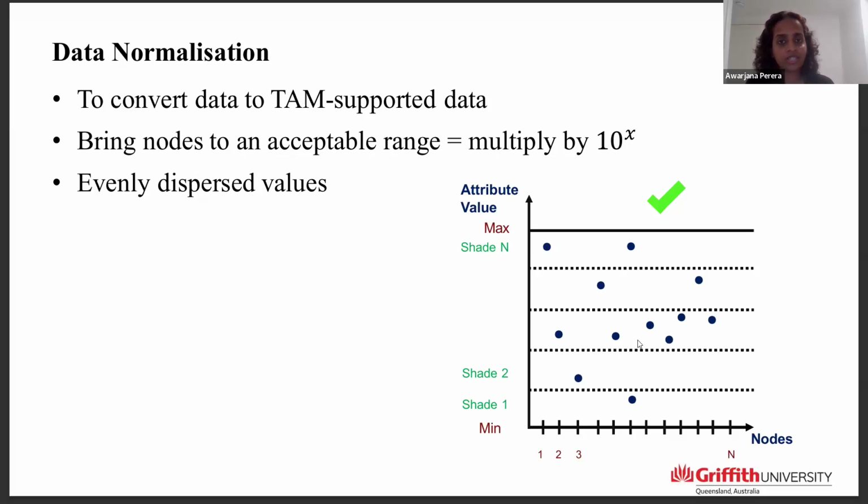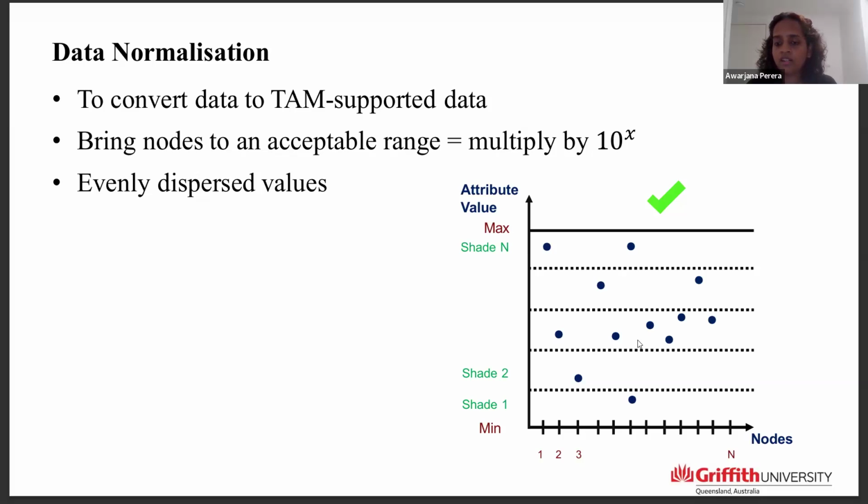So there was no standard normalization method for the TAM tool, so a trial and error method had to be performed. Different methods were tried to normalize the data to bring them to an acceptable range. It was done by multiplying the data set by powers of 10. And another important thing is that when we are using a data set on TAM, the values of the data should be evenly distributed within a range.